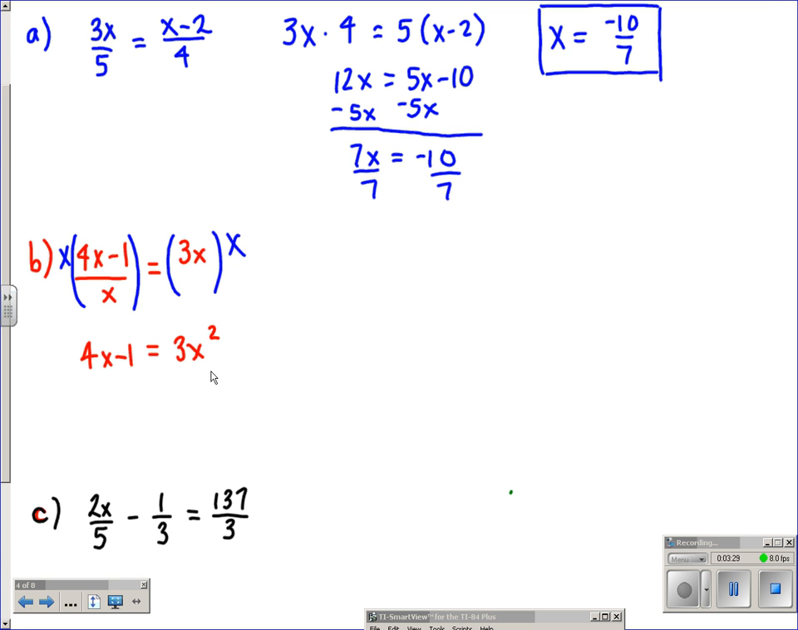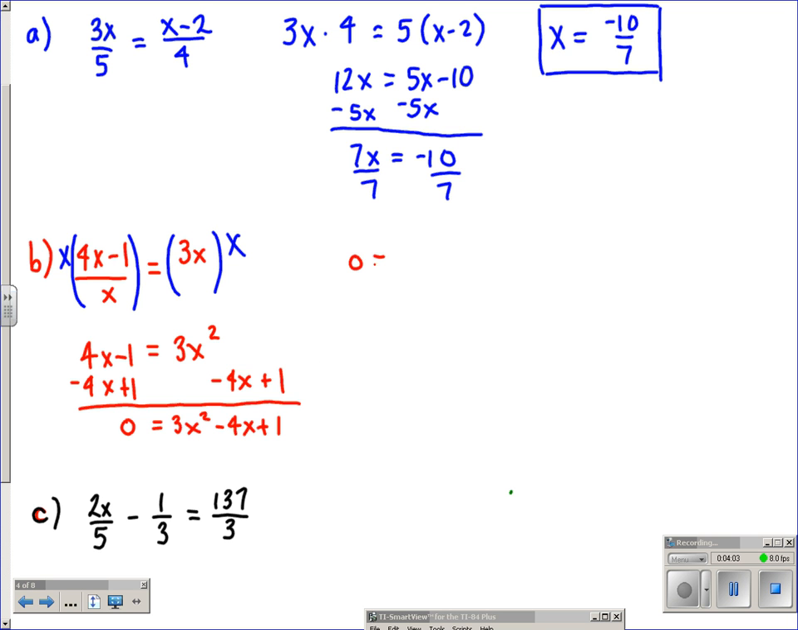Now I have an x squared term on this side, and I have an x on the other side, which means it's quadratic. I can't solve it just by taking square roots because we have more than one x term. So we're going to have to set it equal to 0. Let's subtract 4x from each side. And let's add 1 to each side so that we'll end up with 0 equals 3x squared minus 4x plus 1.